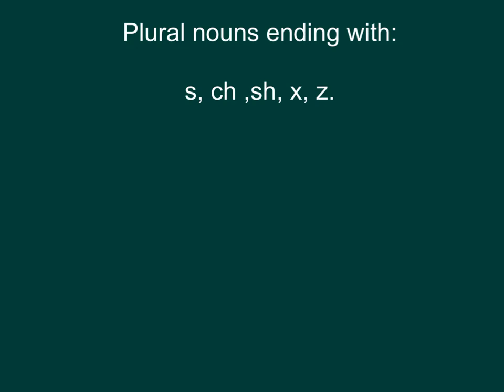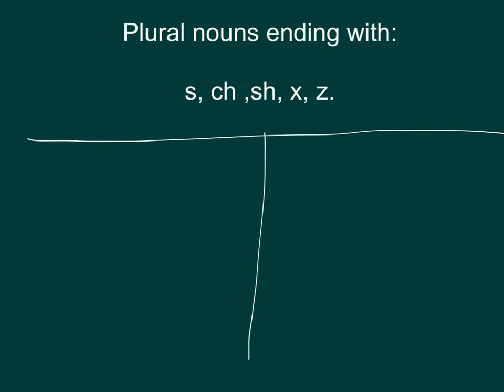If you have one of these words, I'm just going to show you on the screen here. I'm going to draw a T-chart for us. If you have a word that ends in one of these letters, then make sure that you add an ES to the ending. This will keep you within the rules of plural nouns. Some examples of these words would be a word like bus.